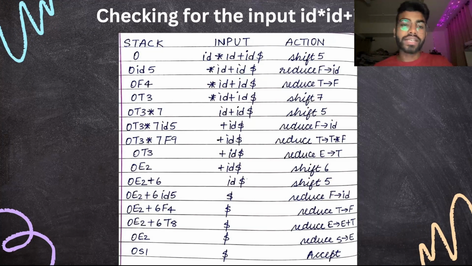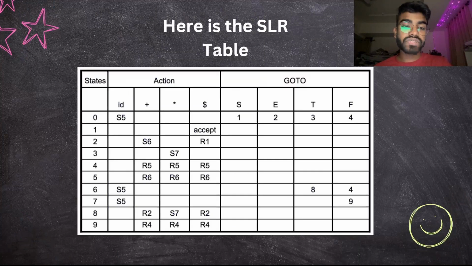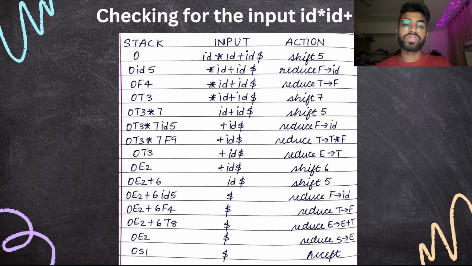After that, we get 9 and plus in the stack. For 9 and plus, it states R4, so we reduce using the fourth production rule. In the similar way, we have to fully reduce it. In the end, if we get S1, that means it is accepted, and we don't have any input remaining in the input string. That indicates that the string is fully accepted by the particular grammar.